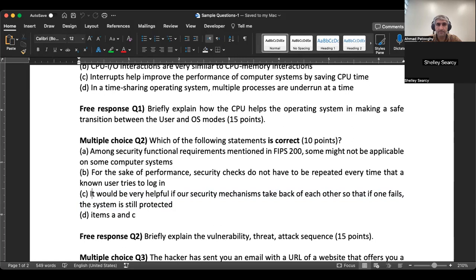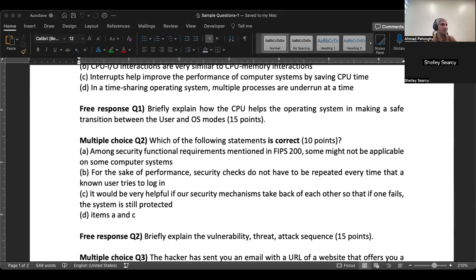Hey, so this was the question that I emailed you about, choice C. I wasn't sure if there was a typo, because just reading it didn't make sense and it threw me off. It says it would be very helpful if our security mechanisms take back of each other. The part where it says take back of each other didn't make sense to me. So I wasn't sure if that's supposed to say talk back to each other. So I probably got this one wrong because I didn't understand C.